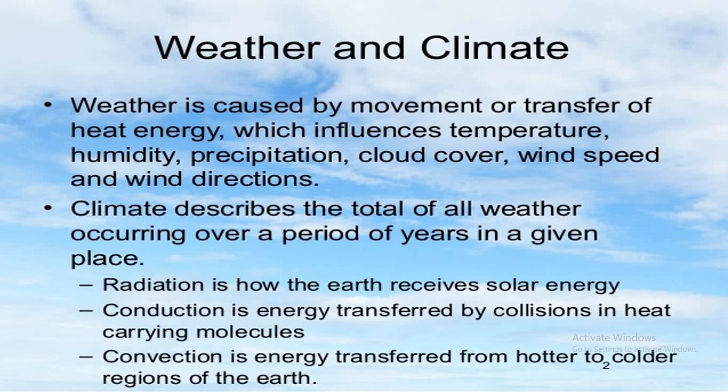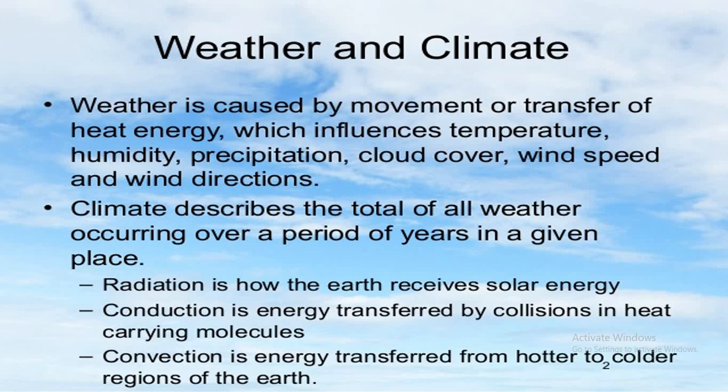Okay, what is weather and what is climate? Weather is caused by movement or transfer of heat energy which influences temperature, humidity, precipitation, cloud cover, wind speed and wind direction. Climate describes the total of all weather occurring over a period of years in a given place. Weather is actually denoted for a day, but the climate is denoted for a period of years. This is the difference between weather and climate.